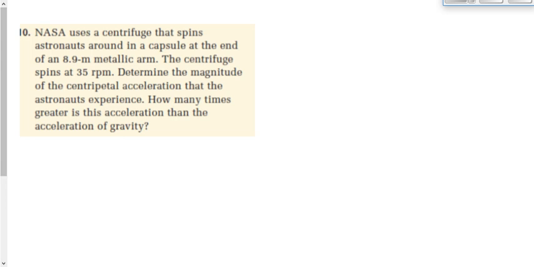And number 10 says NASA uses a centrifuge that spins astronauts around in a capsule at the end of an 8.9 meter metallic arm. The centrifuge spins at 35 RPMs. We want to draw attention to this RPMs because we know we want to use a frequency in hertz, revolutions per second, as opposed to revolutions per minute here. Determine the magnitude of the centripetal acceleration the astronauts experience, and how many times greater is this than the acceleration due to gravity. They do this for real. So does the Air Force when they train fighter pilots.